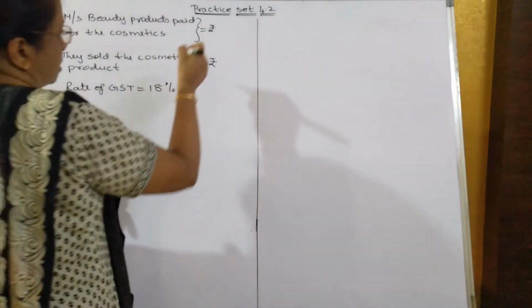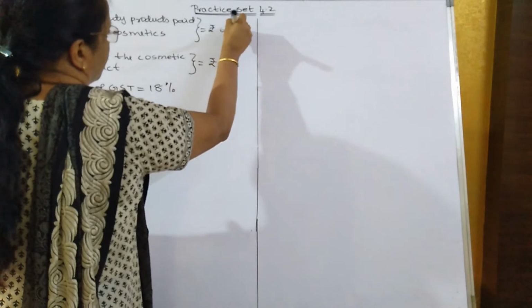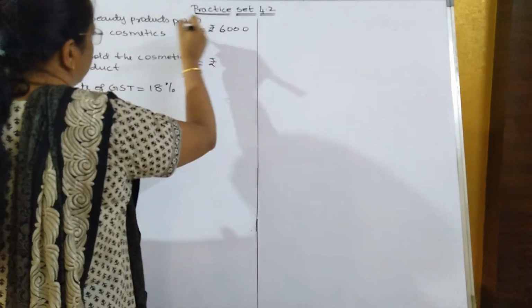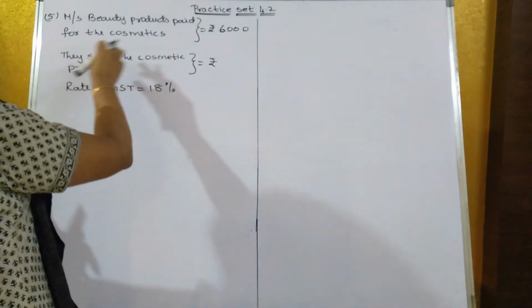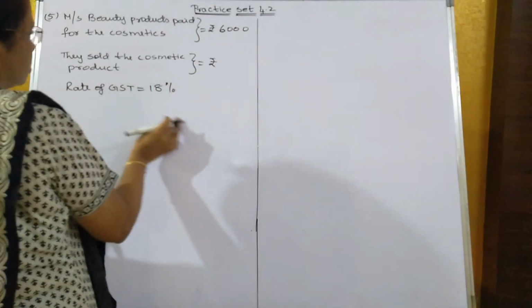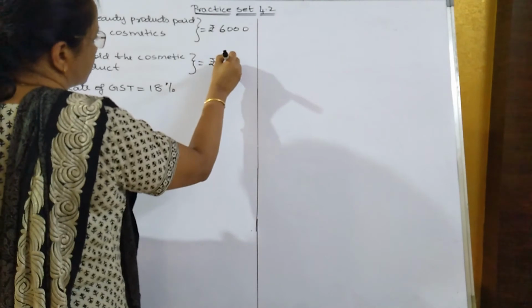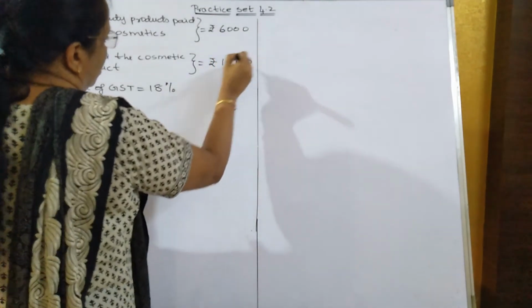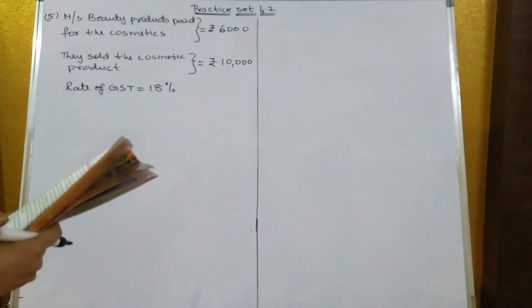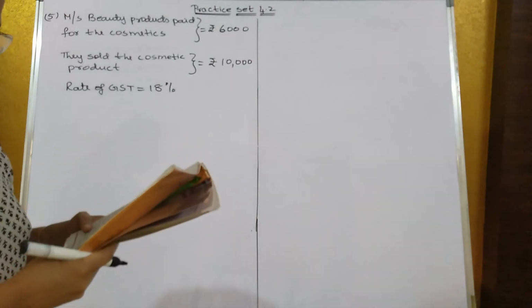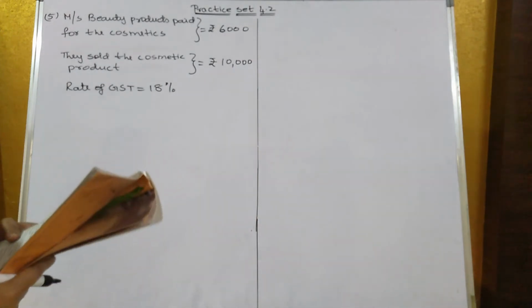Rupees 6,000. And they sold it. MS Beauty product paid for the cosmetic how much? Rupees 6,000. And they sold the same cosmetic product to the customer at rupees 10,000. Now they have said, write what are the amount of CGST and SGST shown in the tax invoice issued.